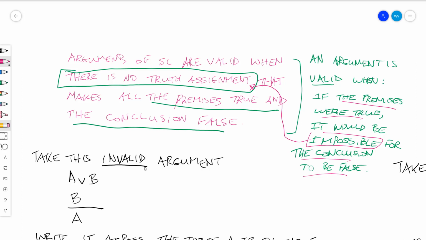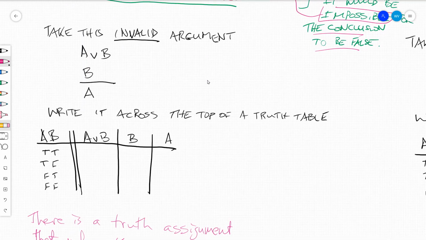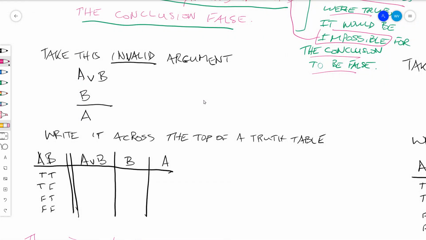Let's explore this through some examples. We'll start with this invalid argument. A or B, B, therefore A. And the way we do a truth table test is that we take the argument and write each of its sentences in its own column of a truth table. Okay, now normally our conclusions are going to be more complicated than just a single letter, but it doesn't matter what the conclusion is, it gets its own column.